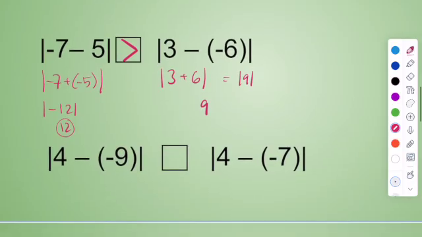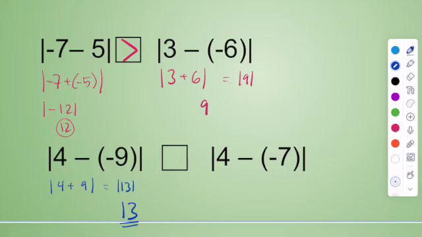All right, going down to our second one. Inside the absolute value, we have a subtraction, so I need to rewrite it as addition. 4 plus the opposite of negative 9 is 9. So 4 plus 9 is 13. Absolute value of 13 is 13.